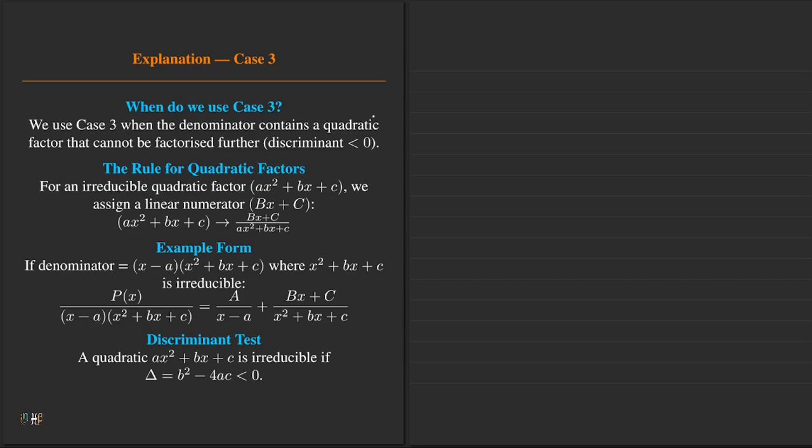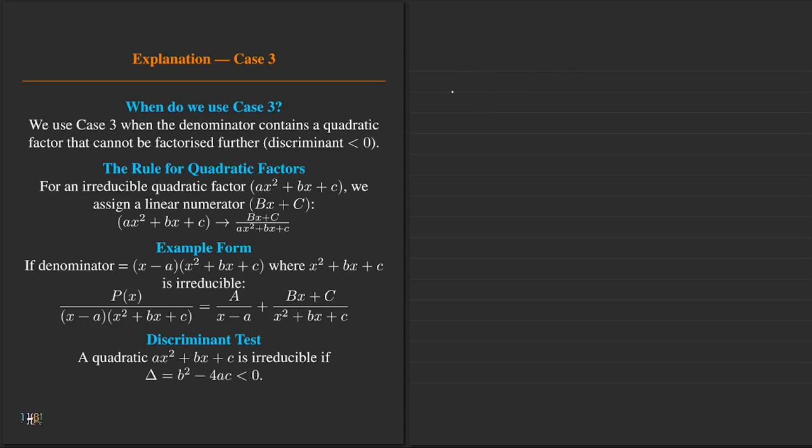To begin, one might ask, if we have case 1 and case 2, why do we need case 3? You realize that there are some quadratic functions that cannot be factorized with real numbers. The reason being that their discriminant, which is b squared minus 4ac, is less than 0. For this reason, we can't factorize them over the set of real numbers.